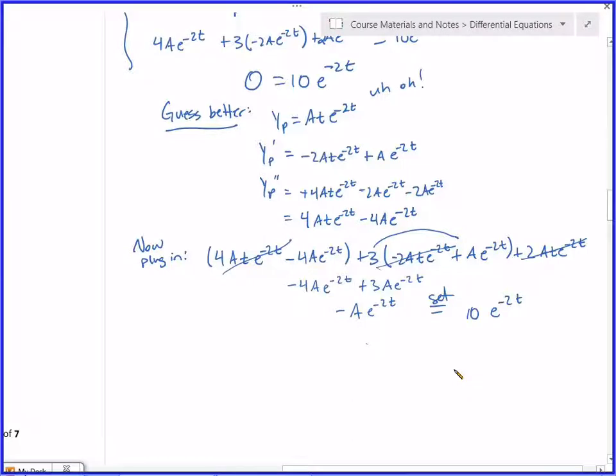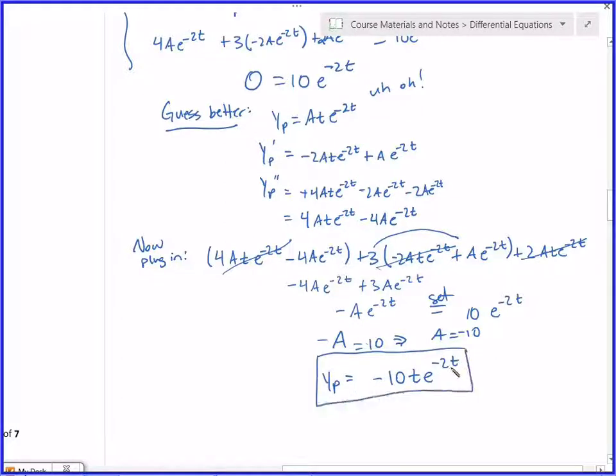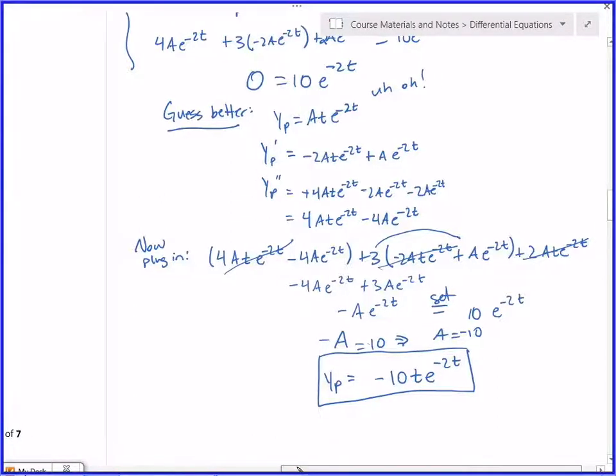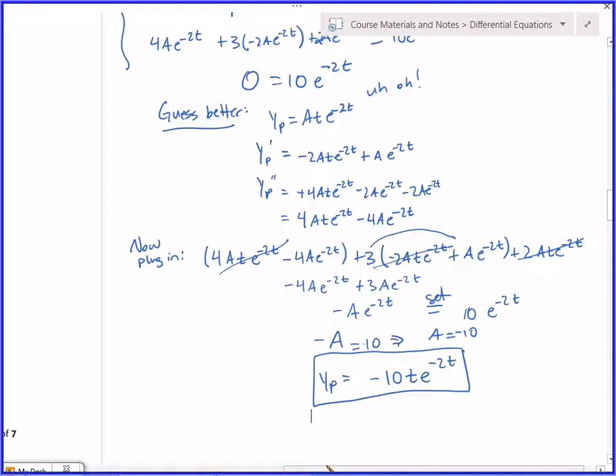So it's all about how good your guess is. And you've got to pay attention to things like whether or not it's already an existing root of the homogeneous version. So now, negative a has to be 10, so a is negative 10. So your y sub p for this would be negative 10t e to the minus 2t.